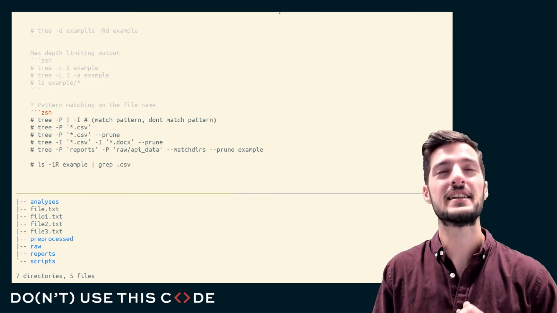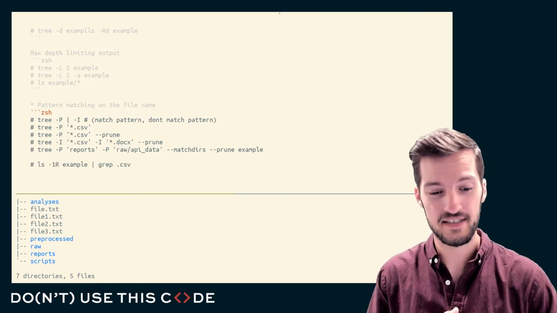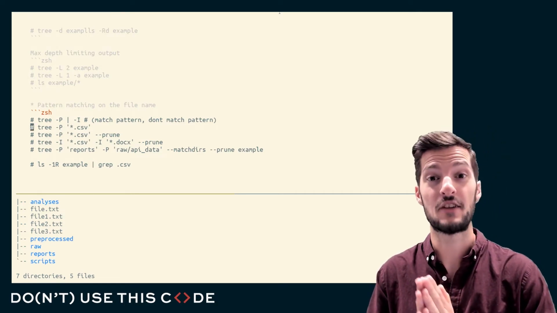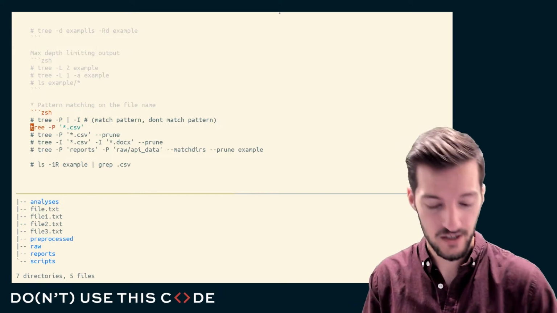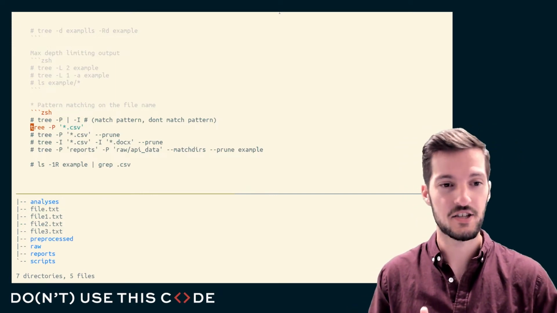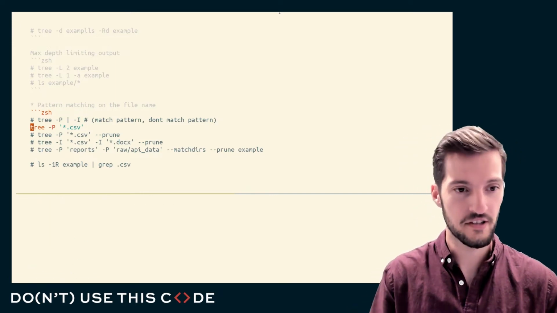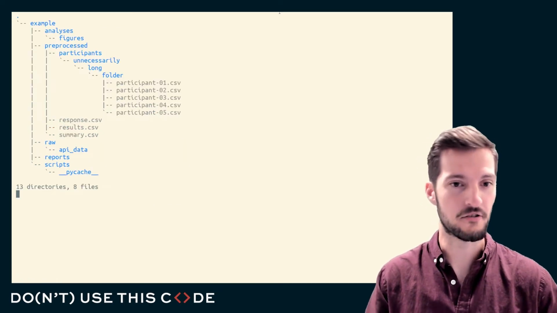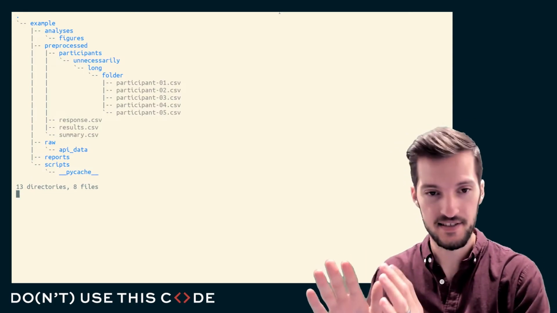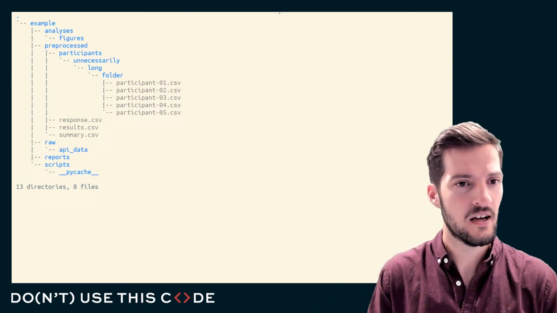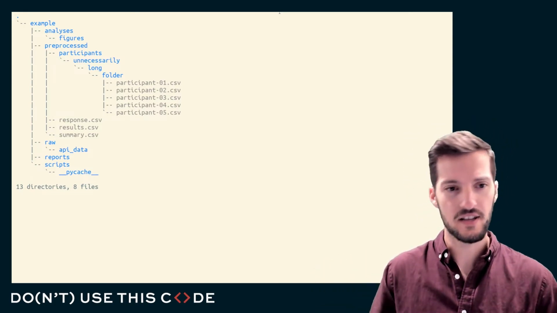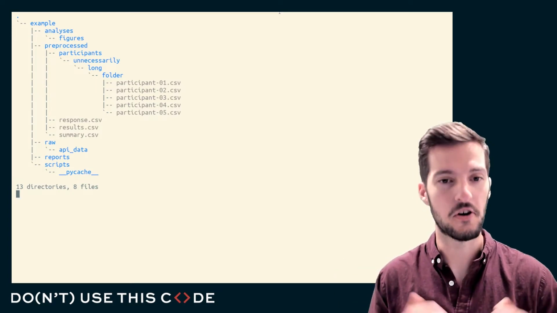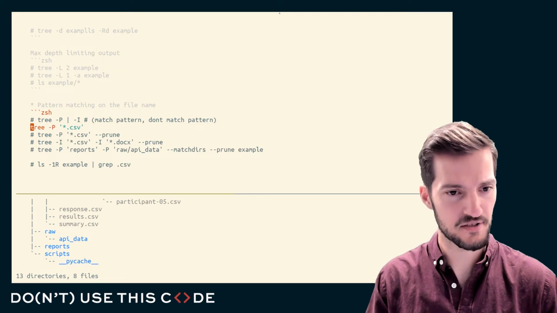But what we can gain from tree, which is intensely powerful in my opinion, is the ability to perform true pattern matching on files, right? This is not a shell expansion. This is tree actively going through and searching for any file that has the pattern .csv, that ends in .csv as a pattern. And what we can see here is, wow, there's a lot of CSV files in here. So this is a data project folder. So we do expect to see some of these outputs.